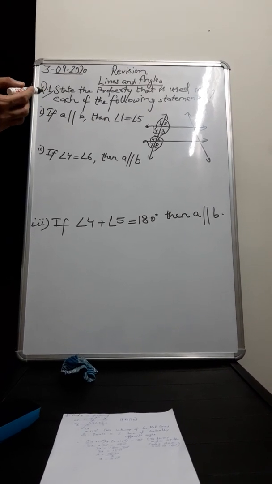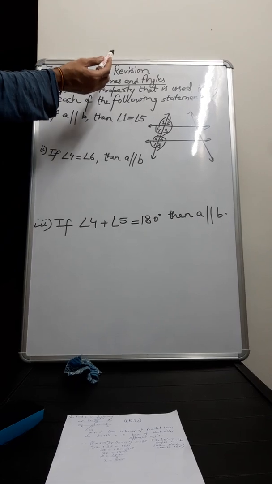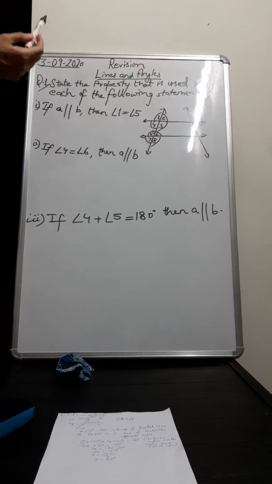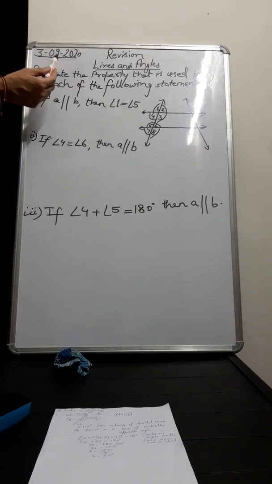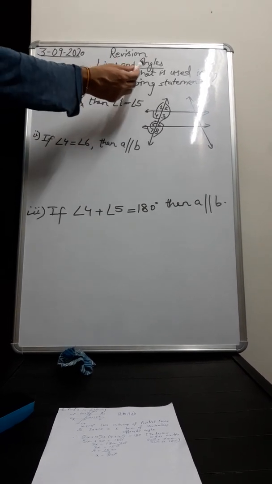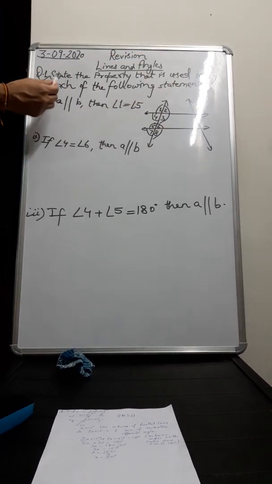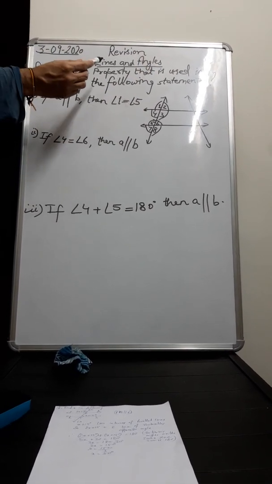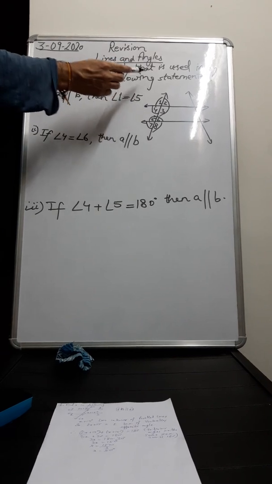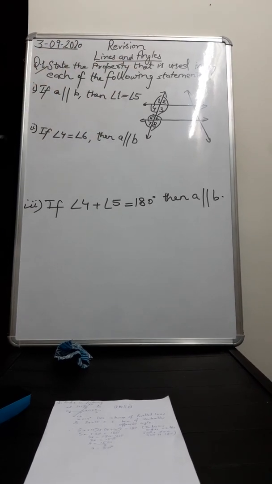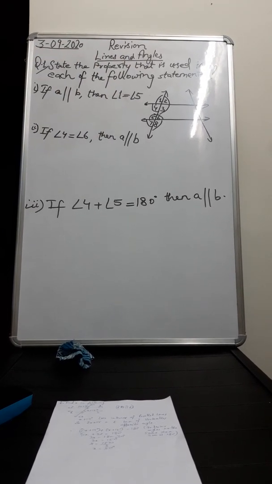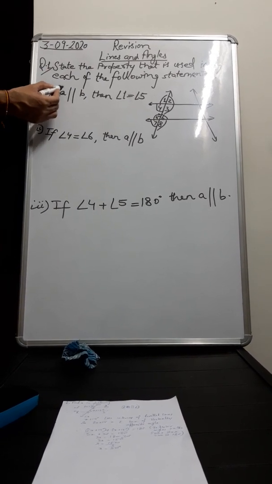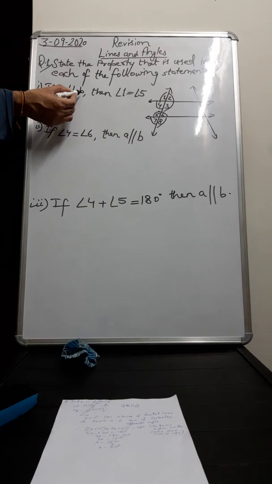Hello students, so in this video we are going to continue the revision of lines and angles. So question number 1 is: state the property that is used in each of the following statements. Here in this question we will be given the statements and you have to tell which property they are using. So first is, if A is parallel to B.